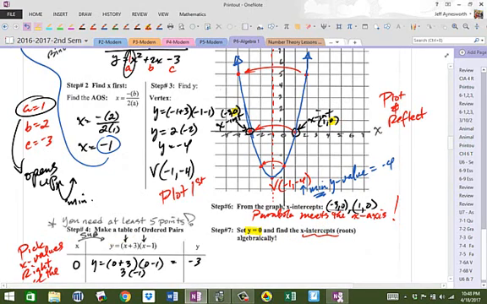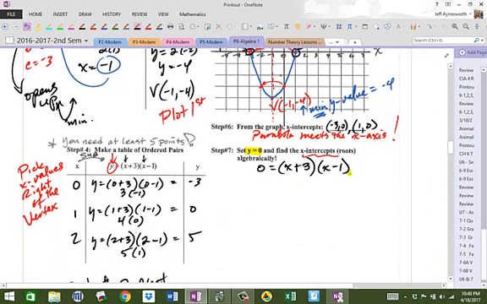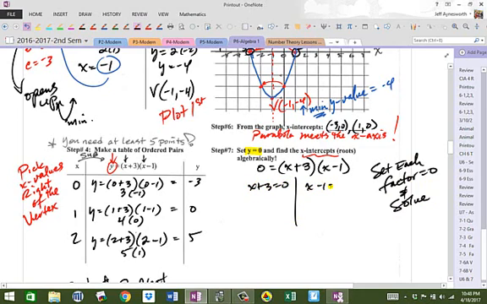So I'm going to put a 0 right here, okay, where I see y. 0 equals x plus 3 times x minus 1. So you just take your function and set it equal to 0 and solve for x. That's all you do. And guess what? It's already in factored form. So you set each factor equal to 0, and solve. So here we go. So you go x plus 3 equals 0, x minus 1 equals 0. So you solve them independently.